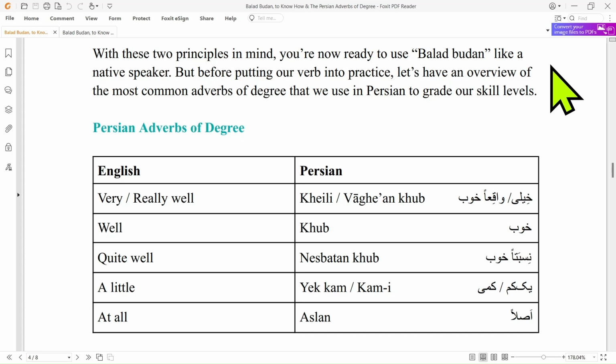But before putting our verb into practice, let's have an overview on the most common adverbs of degree that we use in Persian to grade our skill levels. خیلی خوب is very well, and واقعاً خوب is really well. خوب is well. نسبتاً خوب is quite well. یکم and alternatively کمی is a little, and اصلاً is at all.